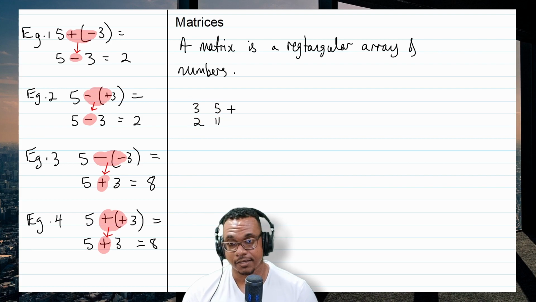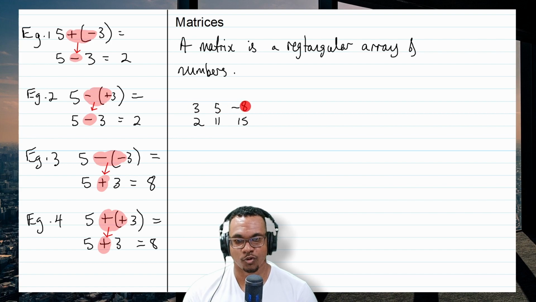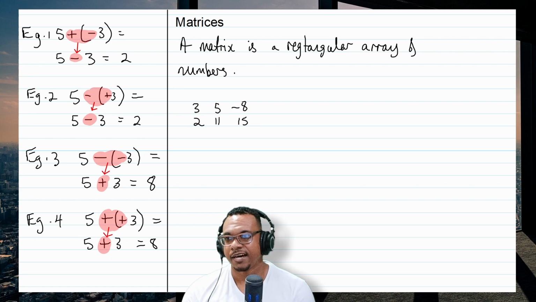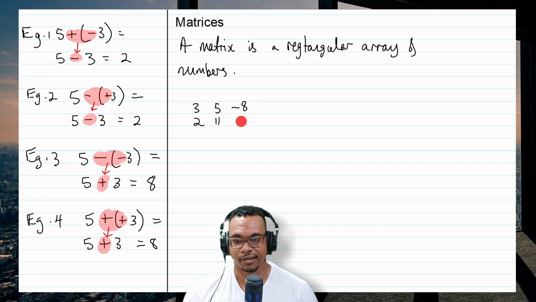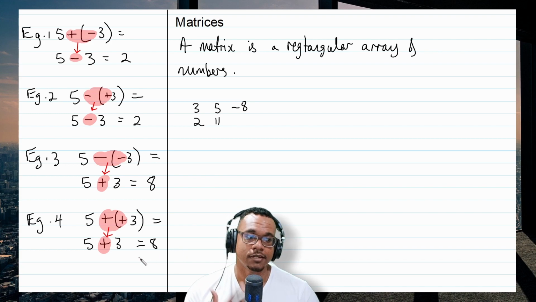Okay, and I can extend it like this: -8, 15. It's no longer square now, it's more of a rectangle, but as you can see, rectangular. But I can't have something like this. This is not rectangular. So a matrix must be a rectangular array of numbers.